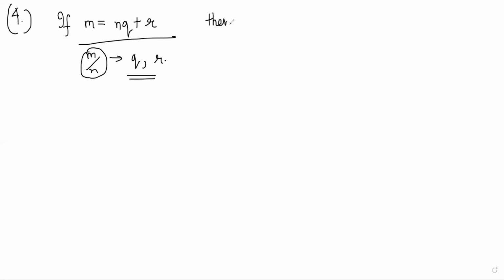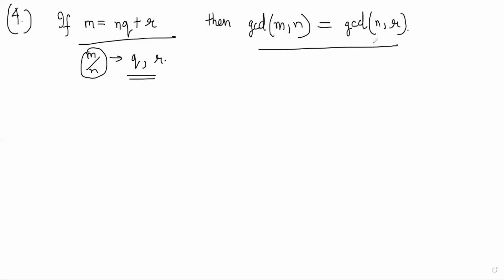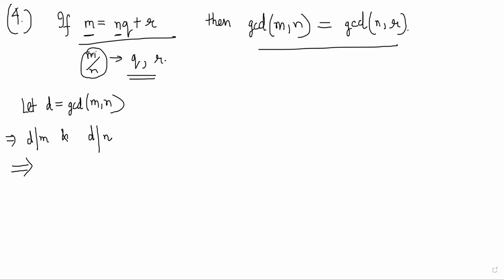Then we have GCD of m and n is equal to GCD of n and r. Okay. So how do we know that that is true? So we know that if, let d be the GCD of m and n, right? So that means that d divides m and d divides n, right? So that will imply if d divides m and d divides n, then obviously d should divide r, right?